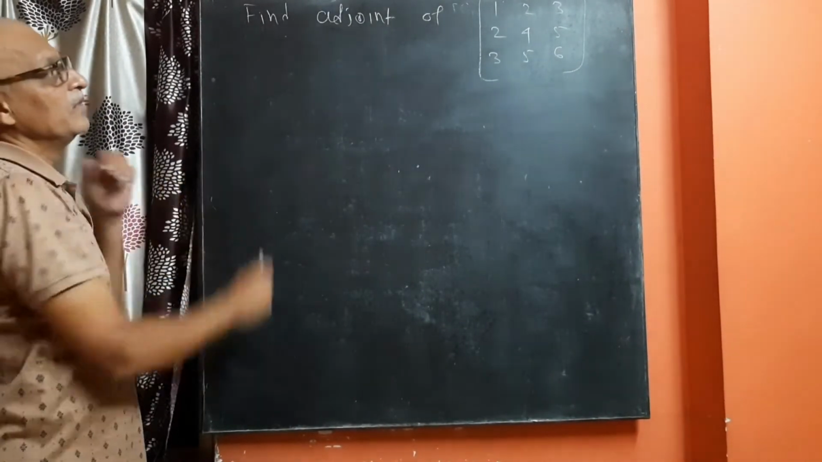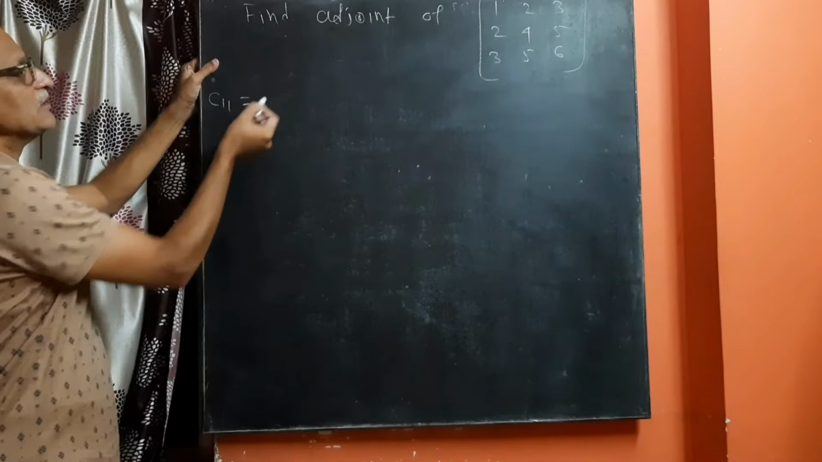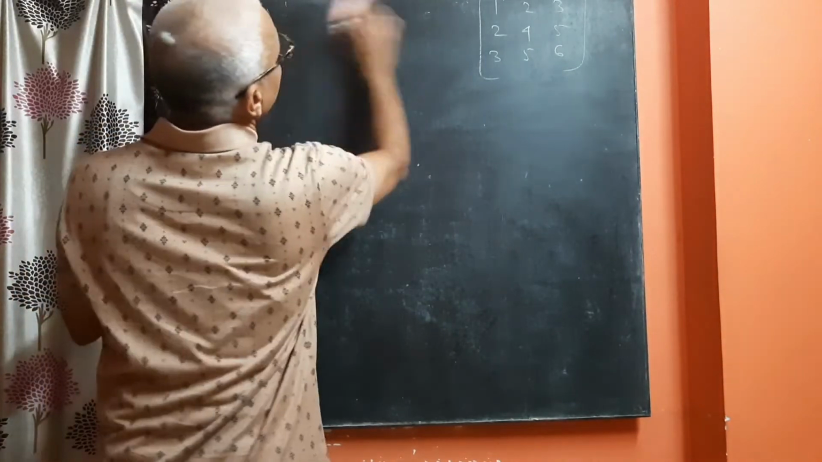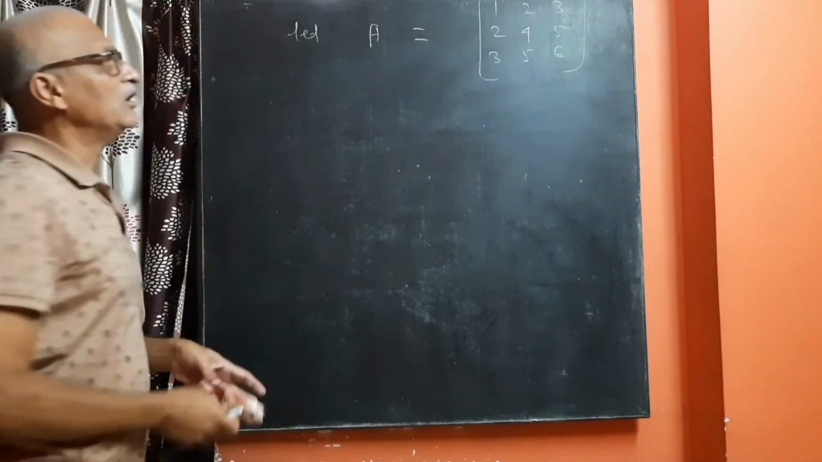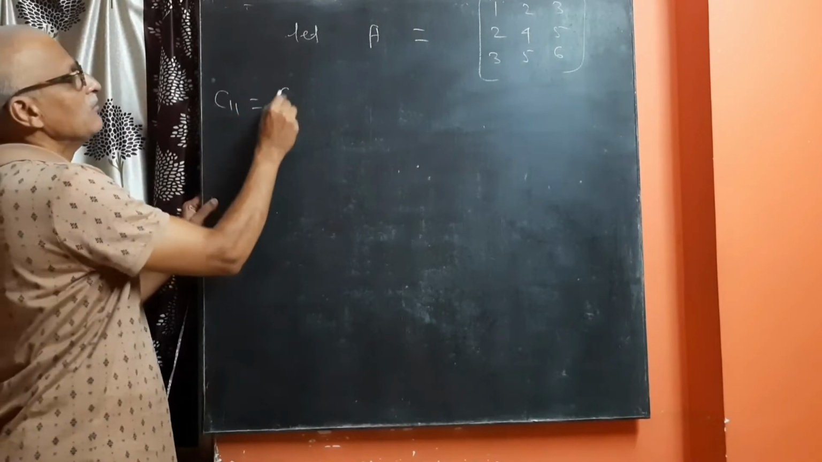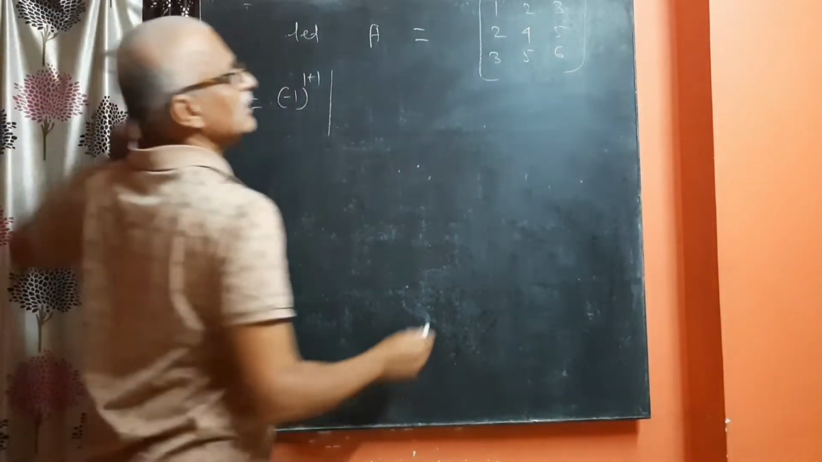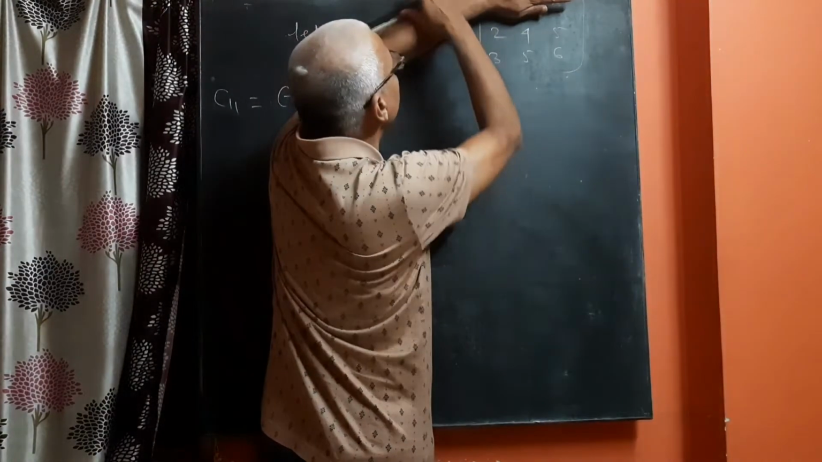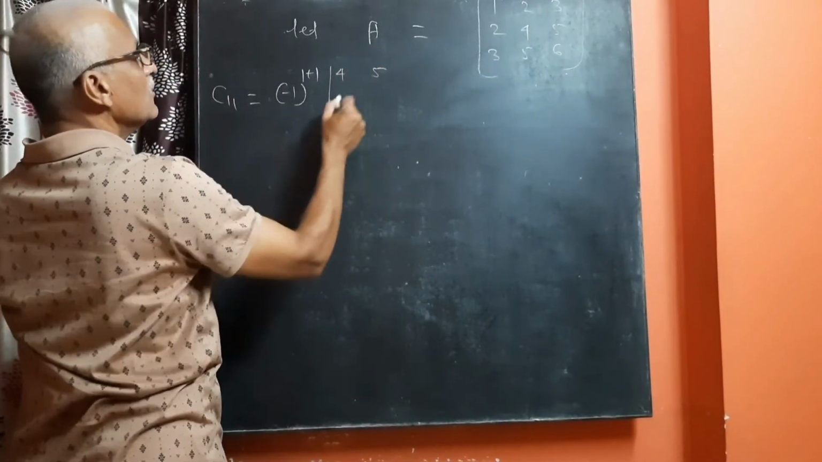We start with C11. Before that, let A equal 1, 2, 3; 2, 4, 5; 3, 5, 6. Then C11 is equal to minus 1 raised to 1 plus 1 into the determinant of the remaining matrix. Leave out this row and this column. The remaining are 4, 5 and 5, 6.